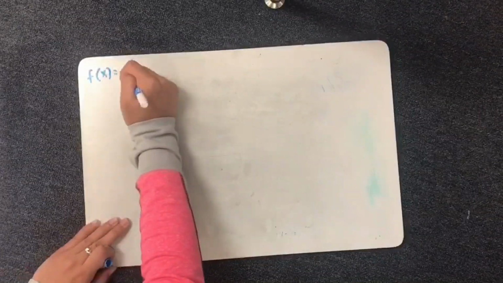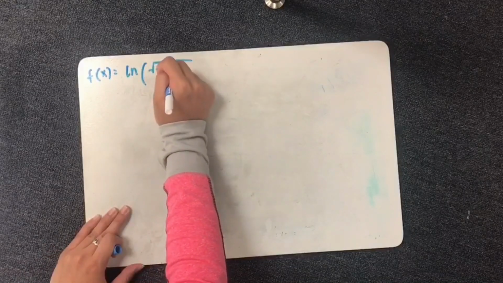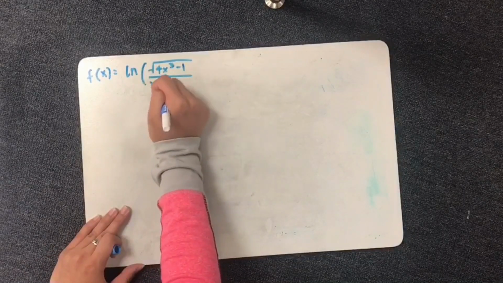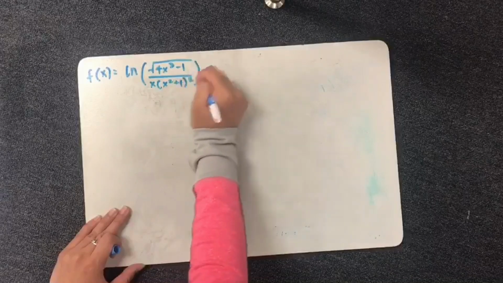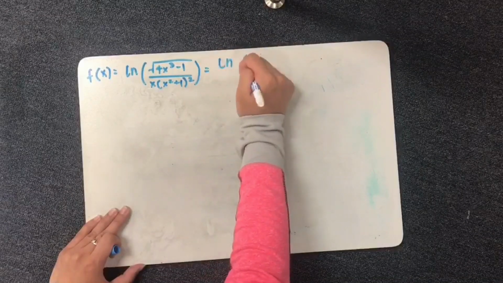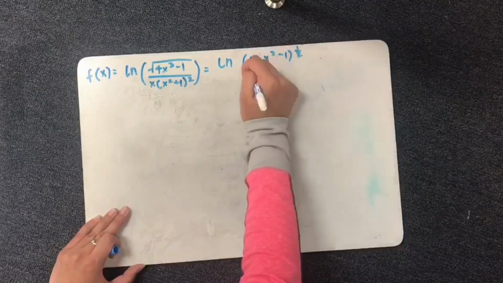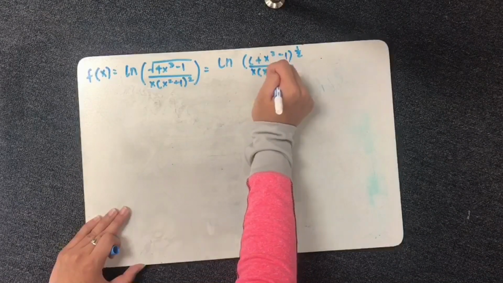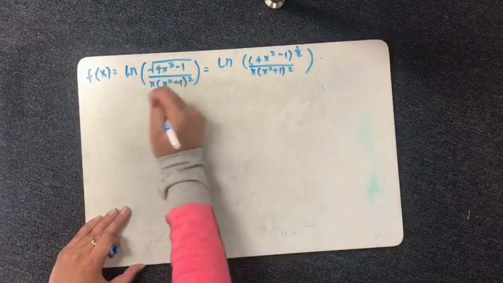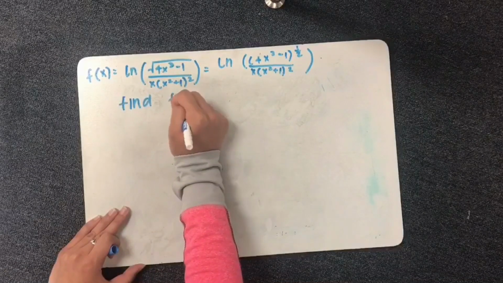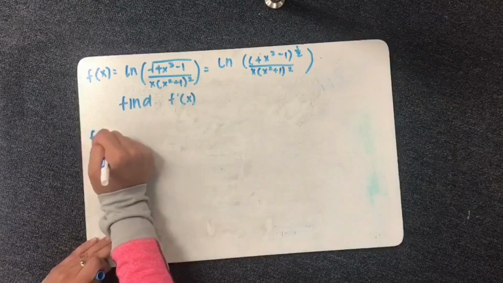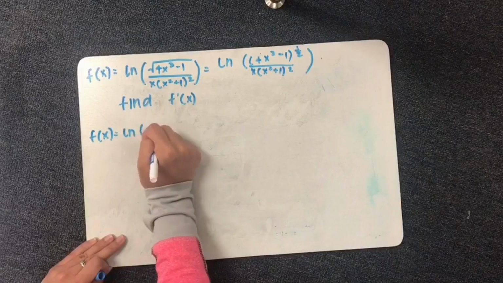For our next problem, we will find the derivative of f of x is equal to the natural log of the square root of 4x to the third minus 1 all over x times x squared plus 1 quantity squared. In order to take the derivative, we need to expand the natural log of 4x to the third minus 1 to the 1/2 all over x times x squared plus 1 quantity squared.